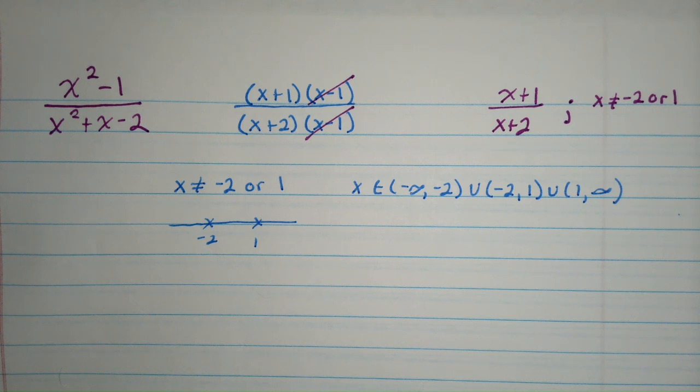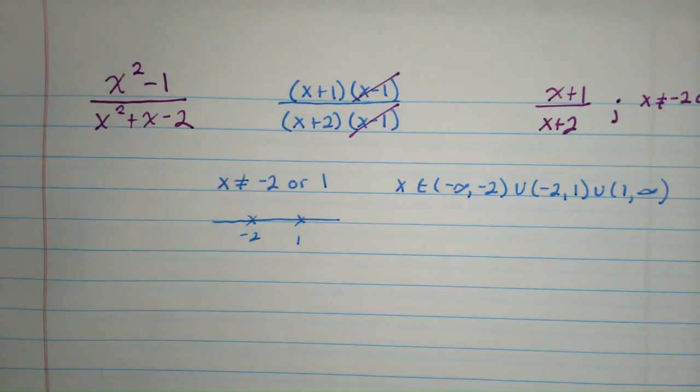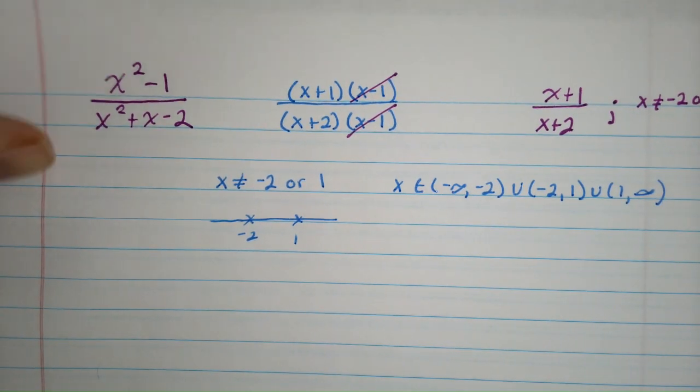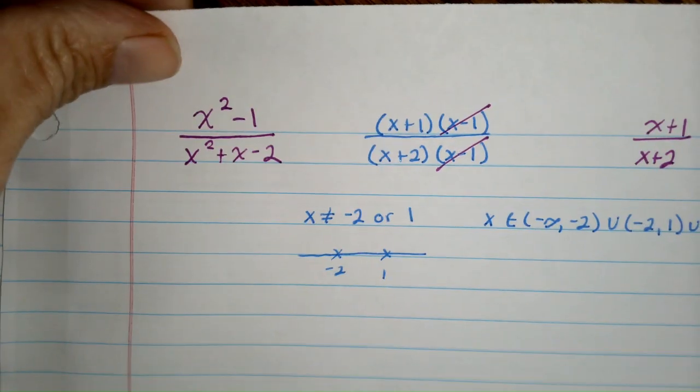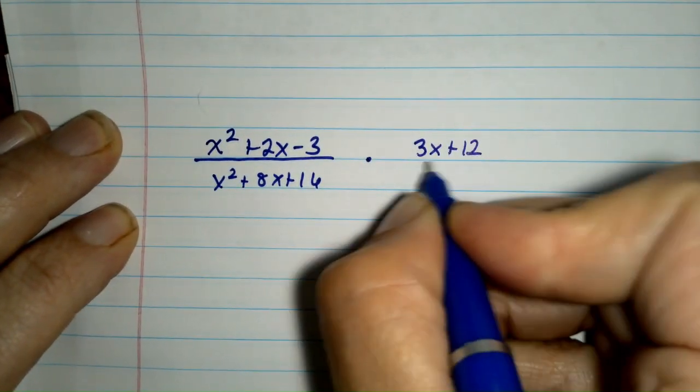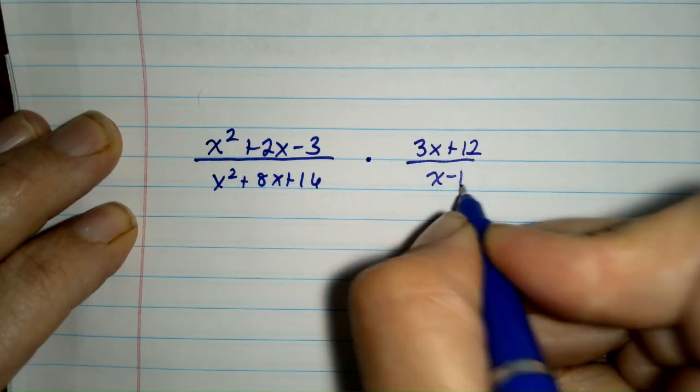Not so bad if you can factor. The better your factoring skills, the better these rational expressions are. So maybe they don't just ask you to simplify, maybe they ask you to multiply. So multiply x squared plus 2x minus 3 over x squared plus 8x plus 16 being multiplied by 3x plus 12 over x minus 1.